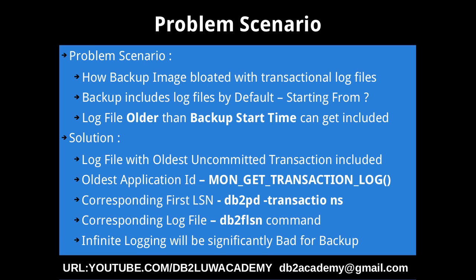Now the question is, how do you find it out? You can use the routine MON_GET_TRANSACTION_LOG to get the oldest application ID which is holding that oldest uncommitted transaction. Once you get the application ID, you can use the command db2pd -transactions. Oh, I think there is a small typo. Transactions is a single word. So you can use the command db2pd -transactions and get the LSN number for the transaction. Then from that LSN number, you can get the log file using the command db2flsn. So that is the tip that I wanted to provide.